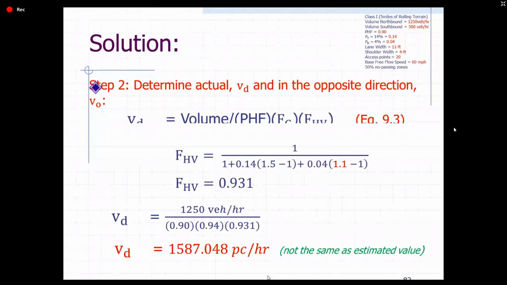So, 1587.048. From our general formula, okay na tayo sa V sub D kasi this is 0.00766 multiplied by your V sub D plus V sub O, di ba? So, kailangan lang nating malaman si V sub O naman. That is your volume sa opposite direction, actual.